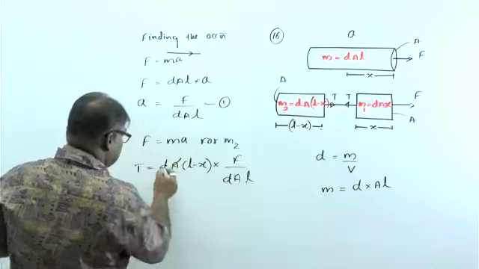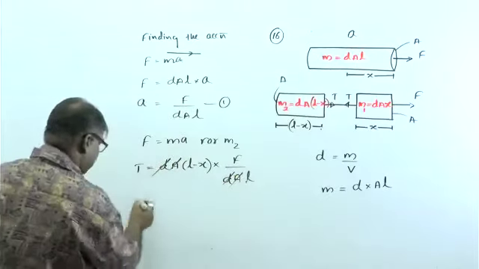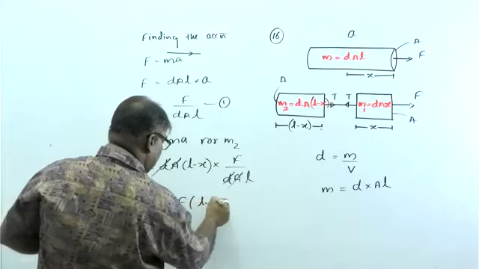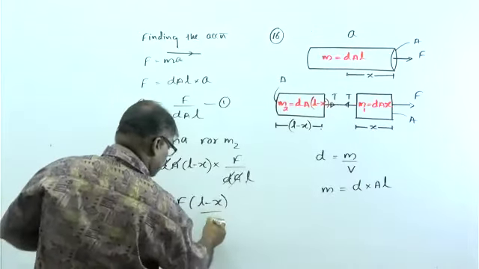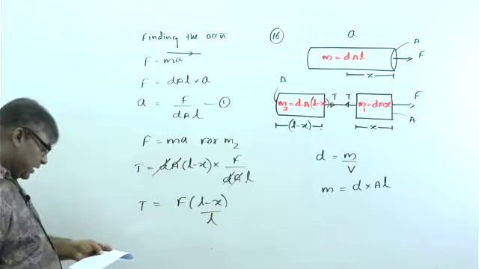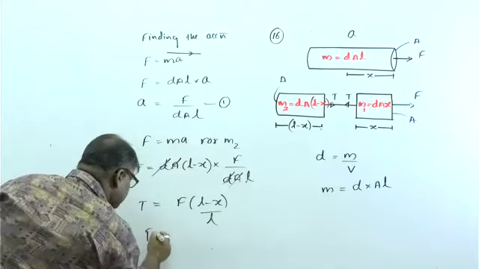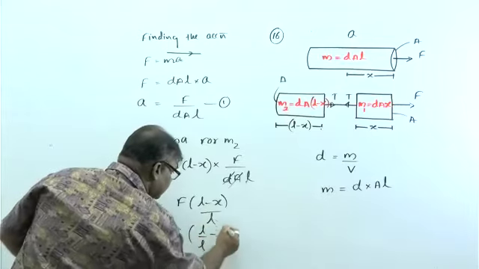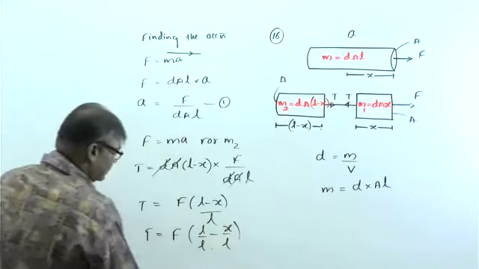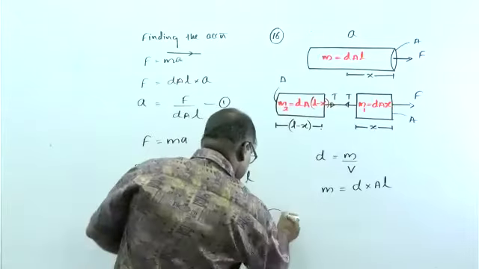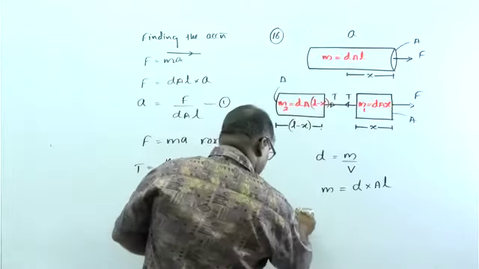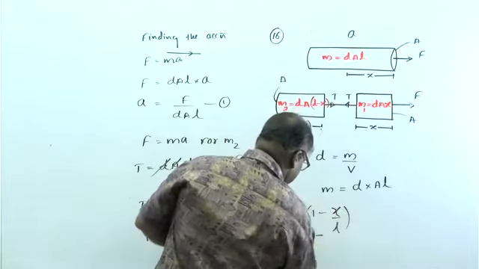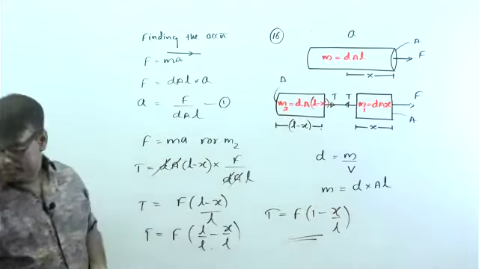Then dA cancels. Then T becomes F into L minus X over L. So we can write the answer now. Tension equals F times (L minus X) over L. Done. So T becomes F times (1 minus X over L), which could be the final answer. Right, can you complete this now?